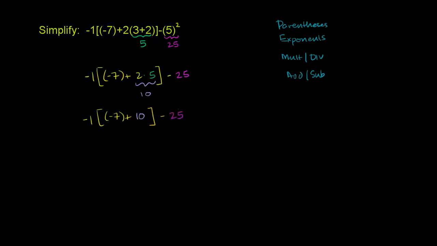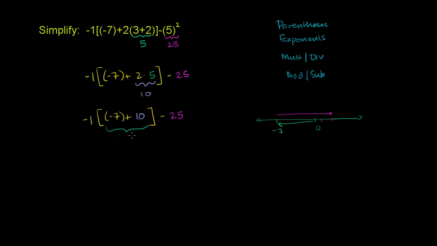Now we can evaluate this pretty easily. Negative 7 plus 10, you can view it on a number line. So we're starting at negative 7, and then we're adding 10 to it, so we're going to move 10 to the right. If we move 7 to the right, we get back to 0, and then we're going to go another 3 after that. So we're going to go 7, 8, 9, 10. So that gets us to positive 3.